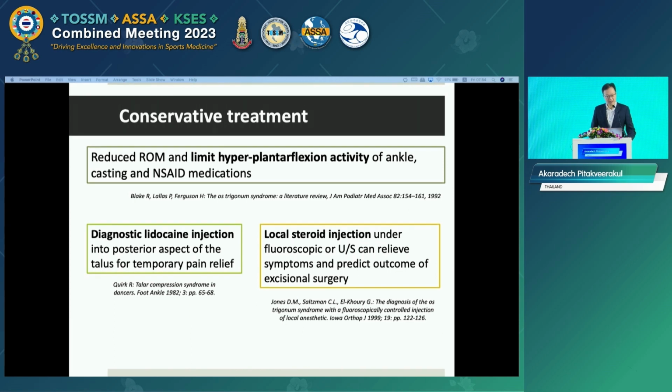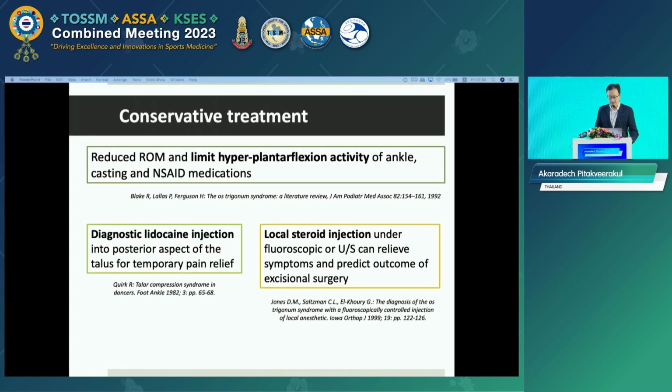So we start with conservative treatment first. Normally we advise the patient to rest and limit hyperflexion activity of the ankle. Some patients need casting or NSAID medication. If all of these have been tried and it's not good, a diagnostic lidocaine injection is suggested into the posterior aspect of the ankle to temporarily relieve symptoms and for diagnosis.